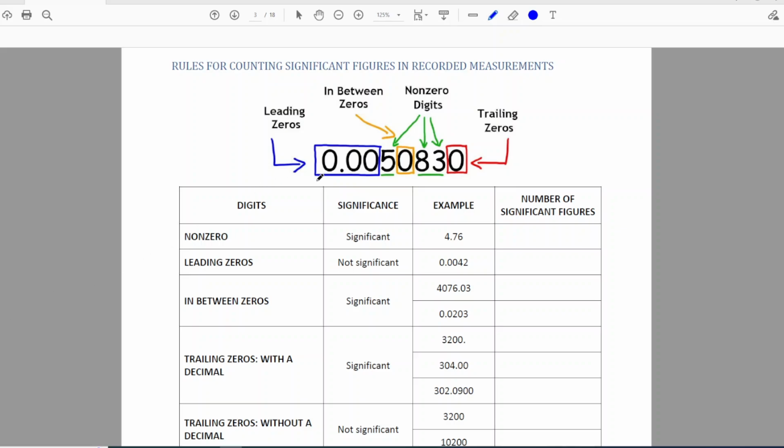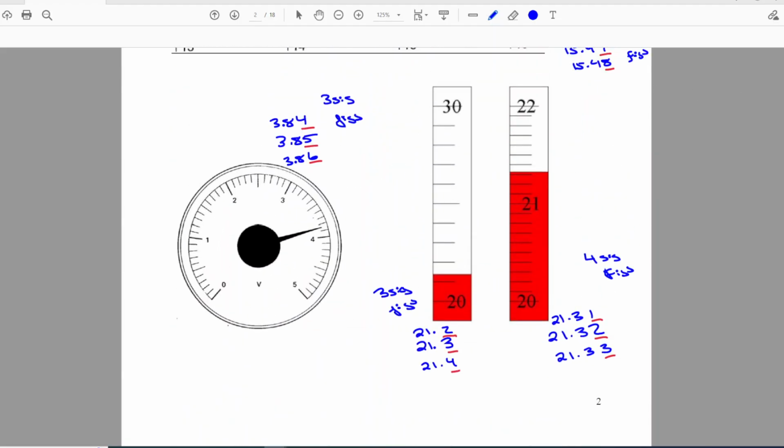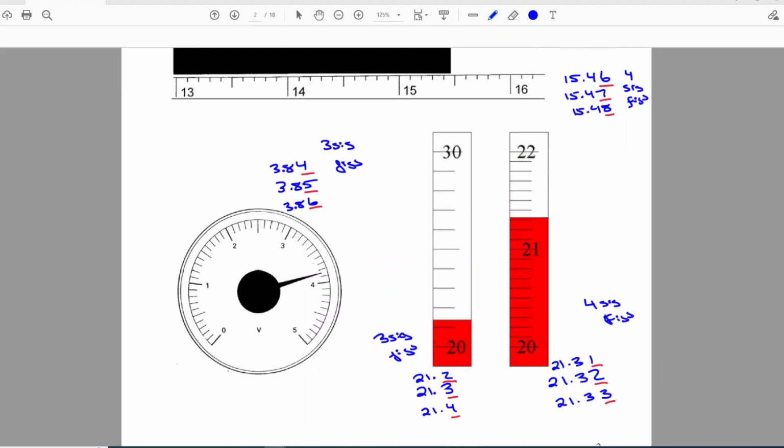In this next video, we're going to focus on this idea of significant figures, and the title for this is Rules for Counting Significant Figures in Recorded Measurements. So we just did a whole bunch of sig fig work when we had to record the measurement down. So we were like, well, what did we write down?